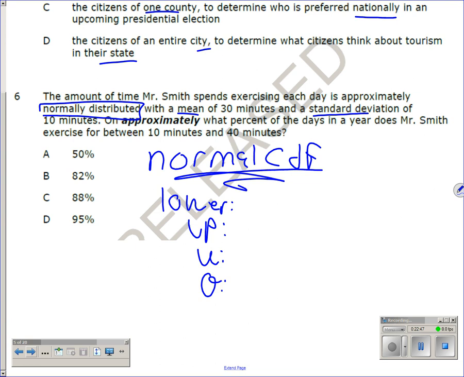Just a refresher, it's second VARS, option number 2. What's my lower? 10. What's my upper? 40. What is my mean? 30. What is my standard deviation?